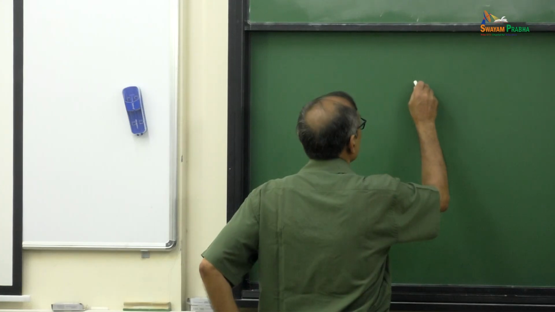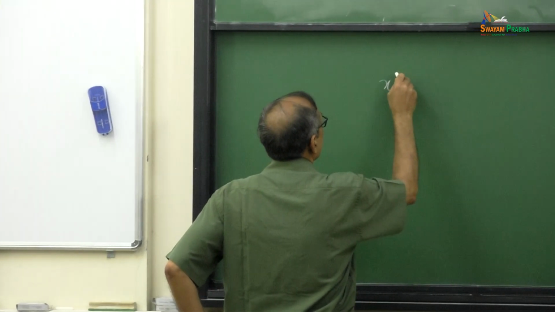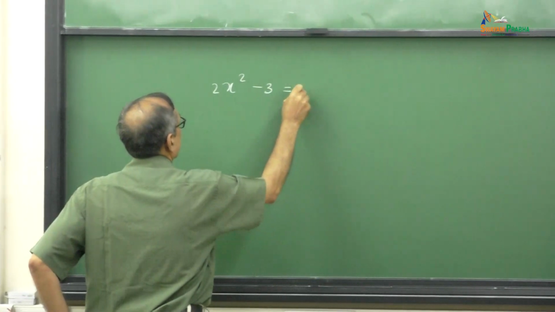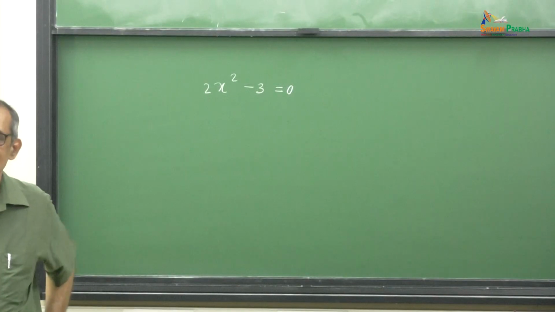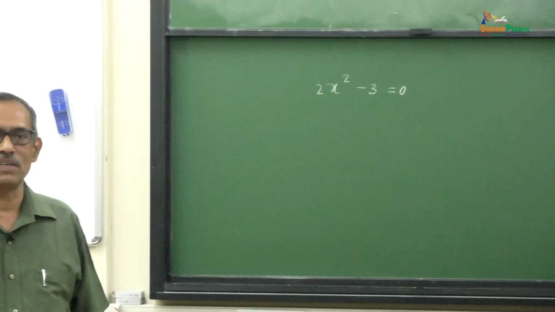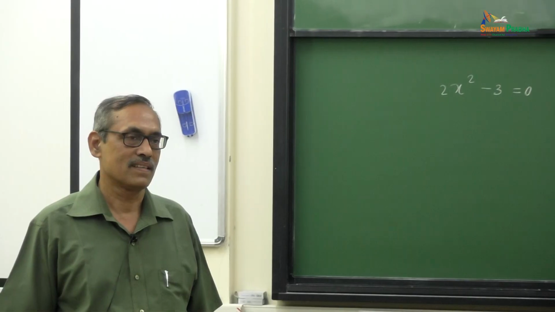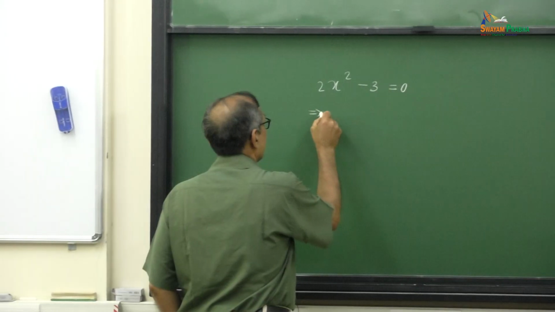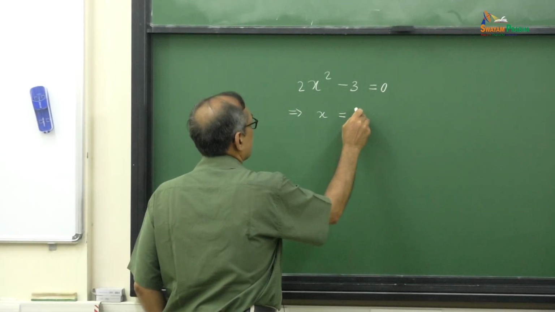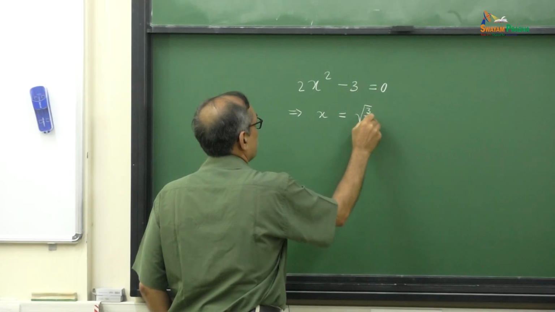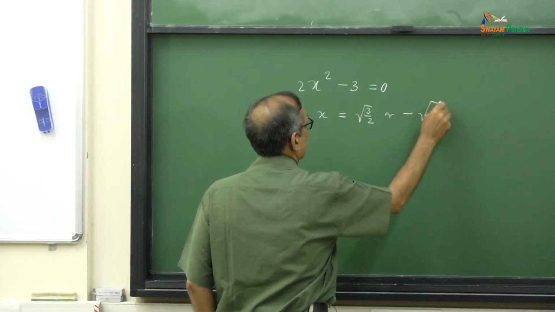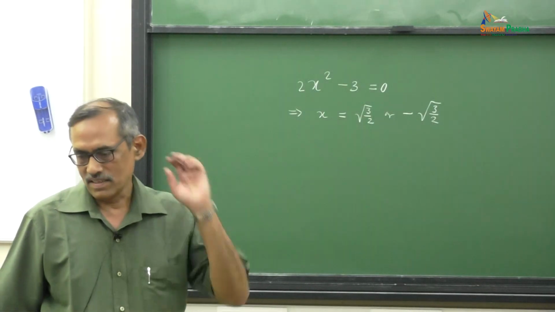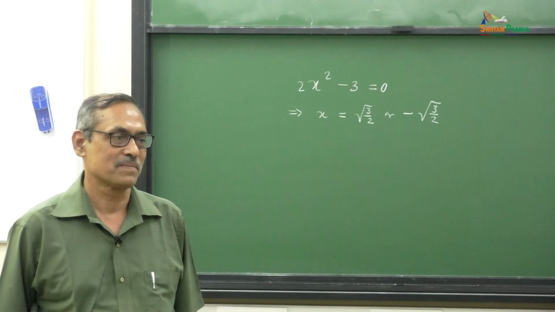So let's think of solving this equation. Simple equation. So what is the solution? What are the x which will satisfy this? So this will tell x must be one of square root of 3 by 2 or minus square root of 3 by 2. Okay, agreed? There is something to discuss about it.